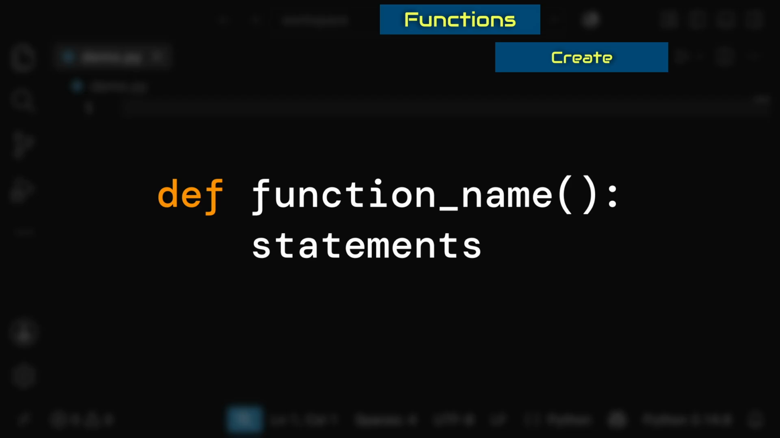After the def keyword, followed by a space, we write the function name. The function name follows the same naming rules as variables. After the function name, we write opening and closing parentheses. Then we write a colon. The statements that belong to the function begin on the next line. These statements must be indented. The indented statements are called the function body.